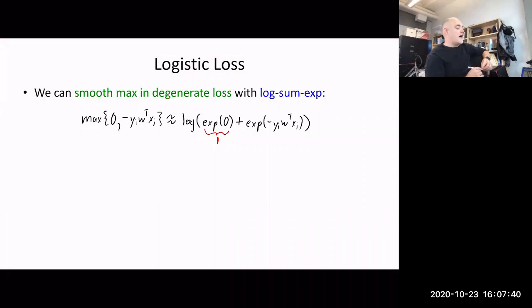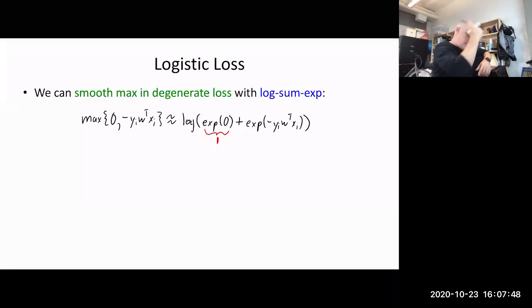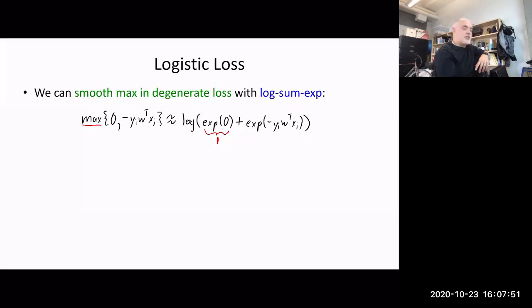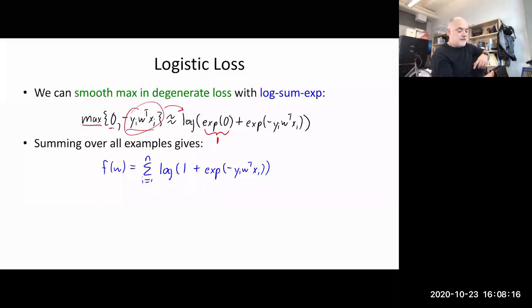And here's another really creative way of deriving something that's super important. If you recall, we asked, what's a good approximation to the maximum function over a set of values? Here there are only two values. Do you remember? Yeah, log sum exp. If we replace the max with the log of e to the 0 plus e to this term, this gives us the logistic loss.